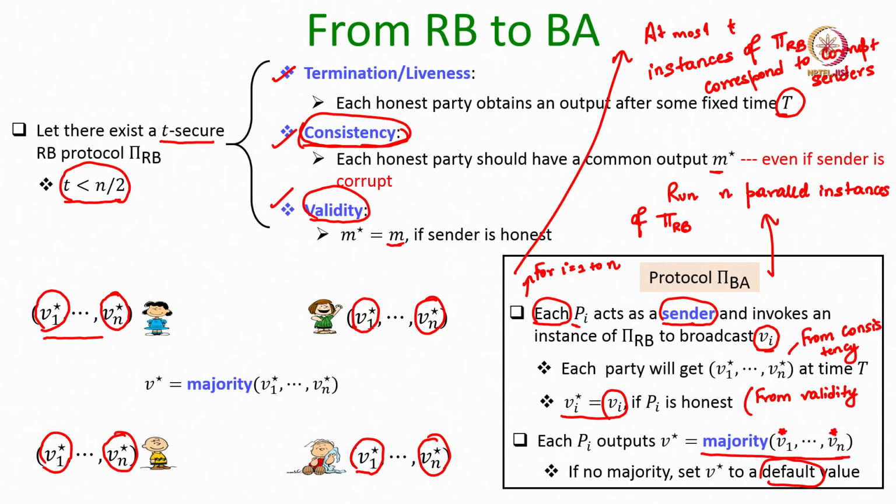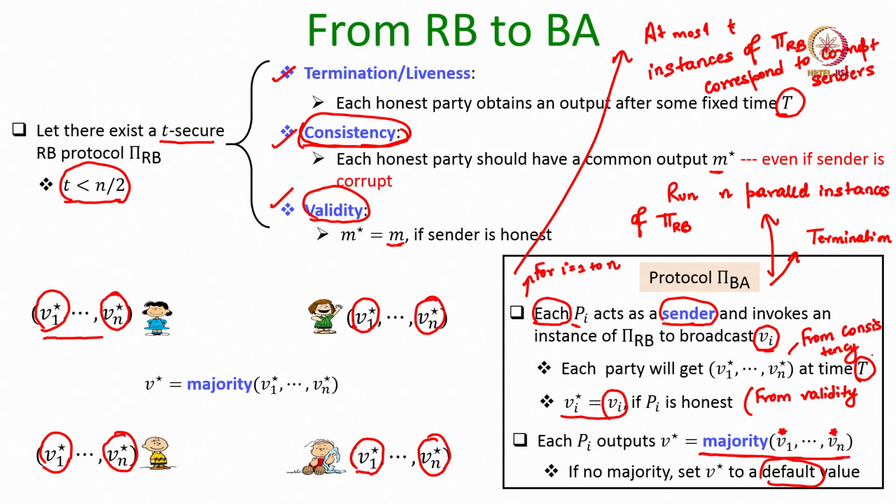If there is no majority in this vector, then they set v star to some default value in the domain. Now, my claim is that this BA protocol that we have designed satisfies the termination property. Why? Because each honest party will terminate the n instances of pi rb, which will take time big T, and after that they just have to find the majority of the output vector. So, this pi BA protocol will also get over after time big T.